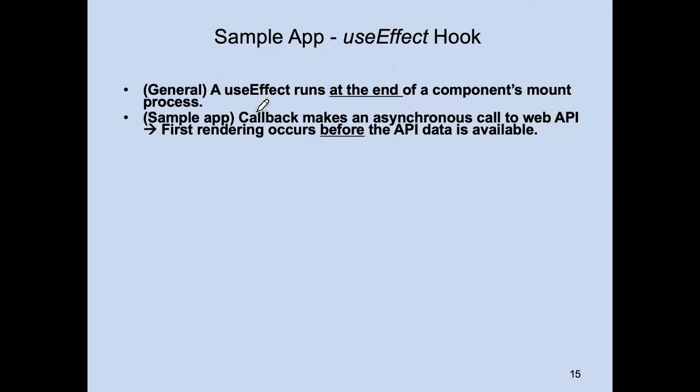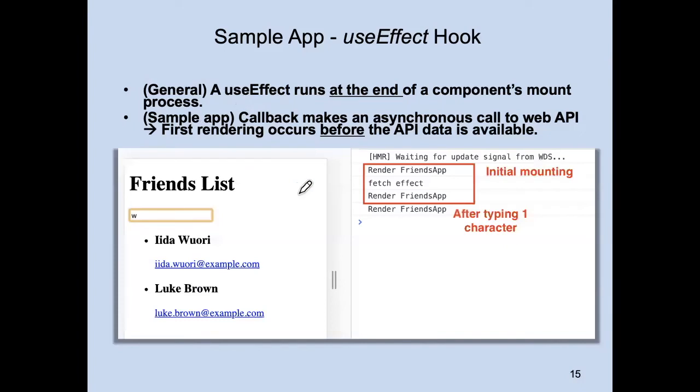The second point, which is specific to this app, is that because the callback is making an asynchronous call to the web API, we need to be conscious of that. As a consequence, my app is going to render before the web API response comes back. So you need to make sure that you accommodate that in your code. What that translates to for this particular app is that I've got to initialize the state variable that's going to hold my full list of friends to an empty array. If I initialize it to null or undefined, then my app is going to crash because of this fact here. And I'll show that to you in a second.